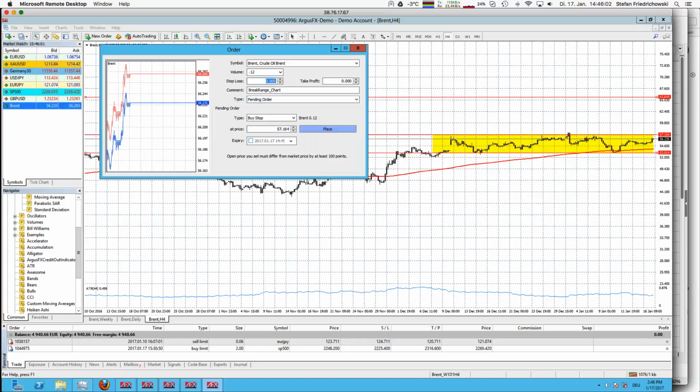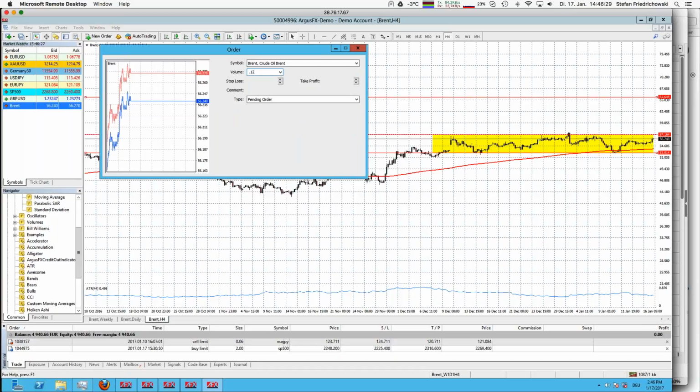Stop loss is 53.014, and my take profit for the trade is 65.464. So that's the next trade. I can place the order. I always check once again the lot size, it's correct, and then I can place the trade.